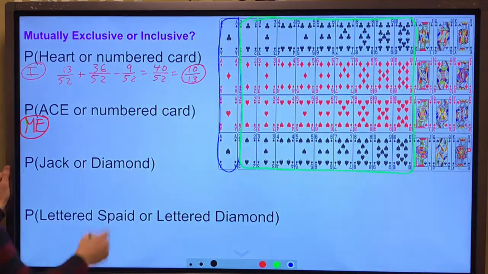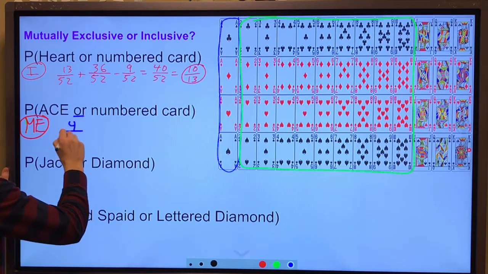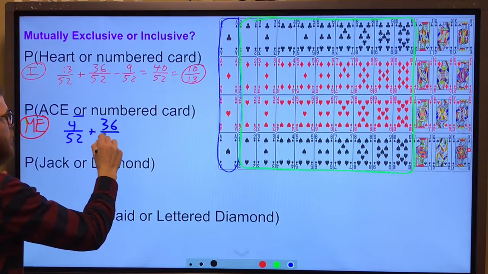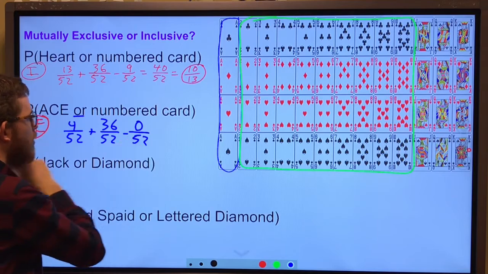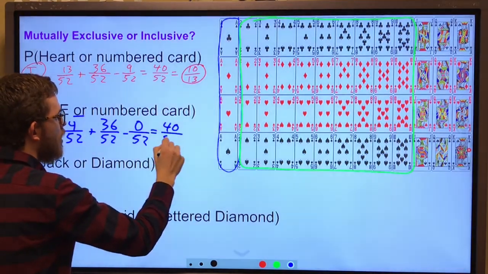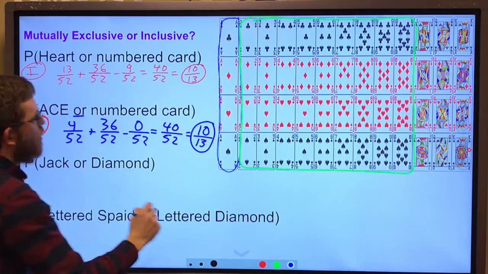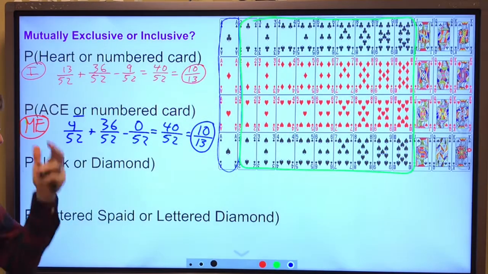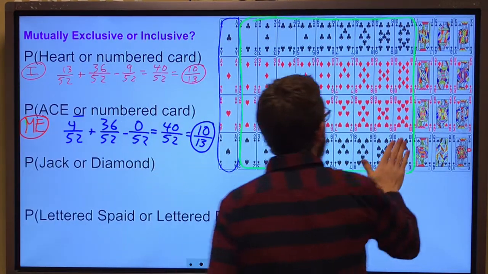So the probability of getting an ace or a numbered card, we still find the probability the same way because we have that word or. We take the probability of getting an ace, which is 4 out of 52. We add it to the probability of getting a numbered card, which we know is 36 out of 52. We subtract away the overlap. There is 0 out of 52 overlap. 4 plus 36 is 40 over 52. And we know what that reduces to. That's 10/13. These are much different problems. Clearly one was inclusive, one was mutually exclusive, but they still have the same probability. So don't be too scared away from that.